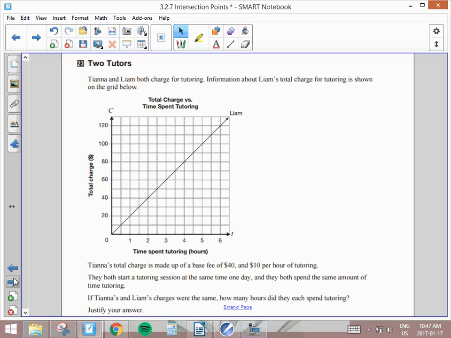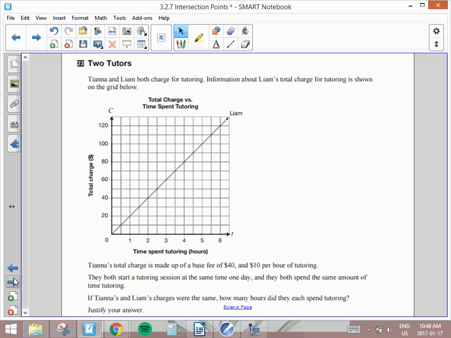The next question is about two tutors. It comes from a different year's EQAO. And it says Tiana and Liam both charge for tutoring. So that's both of their part-time jobs. And it says that information about Liam's total charge for tutoring is shown on the grid below. So I can see here that I'm comparing the hours that he spends tutoring along the x-axis, or the independent axis, and then up the vertical axis, I've got the total charge that he has for his customer.